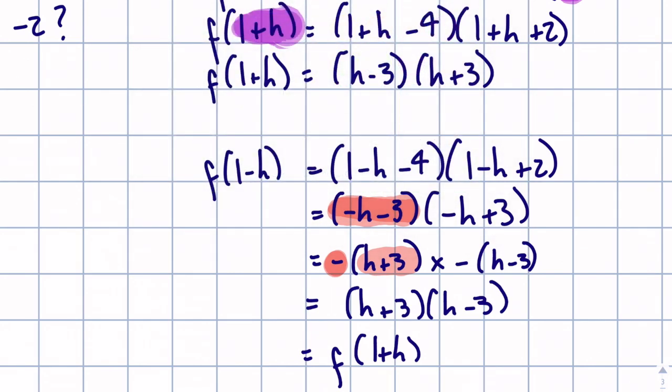And when I had negative h plus 3, I took another negative out the front and on the inside, negative h divided by negative 1, positive h, positive 3 divided by negative 1, negative 3. And then my negative times the negative comes out as positive, which gave me the exact same answer as I had here.